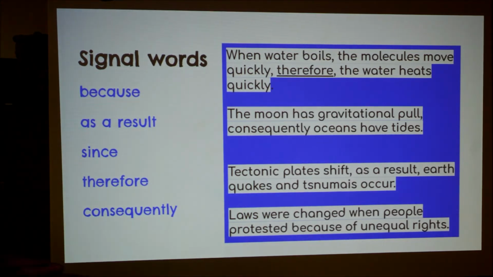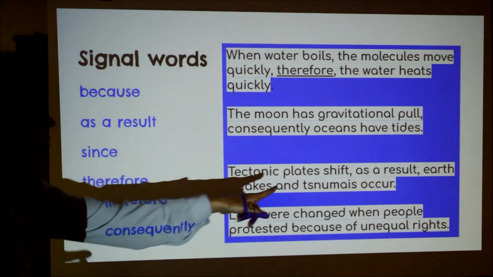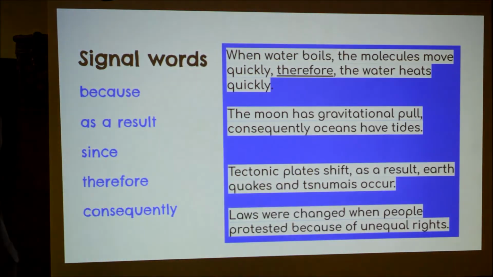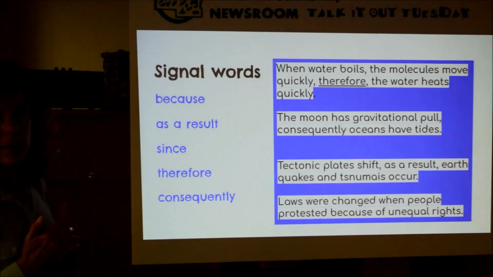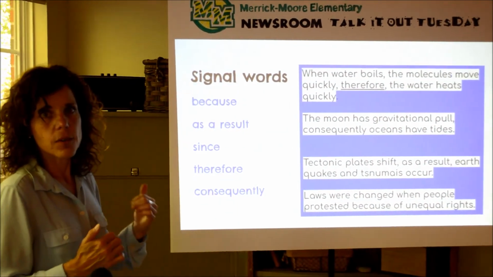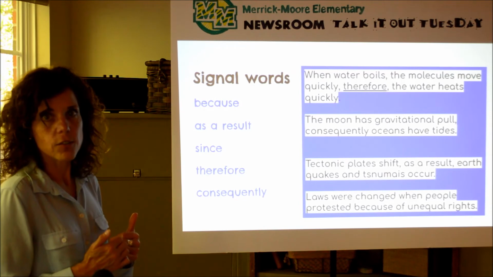Tectonic plates shift. As a result, earthquakes and tsunamis occur. The tectonic plates shifting causes the earthquakes and tsunamis to occur. That's what "as a result" is trying to explain to you. So as readers, we have to slow our thinking down and understand what is the cause and what is the effect the writer is trying to explain to us here.